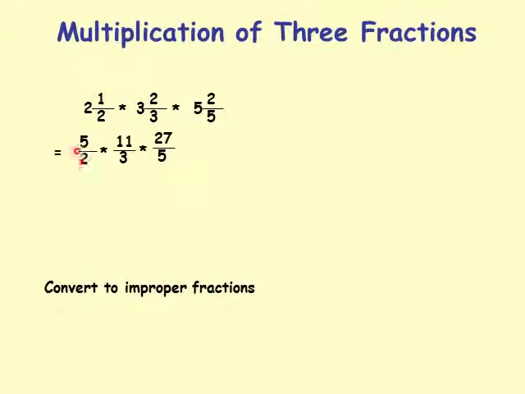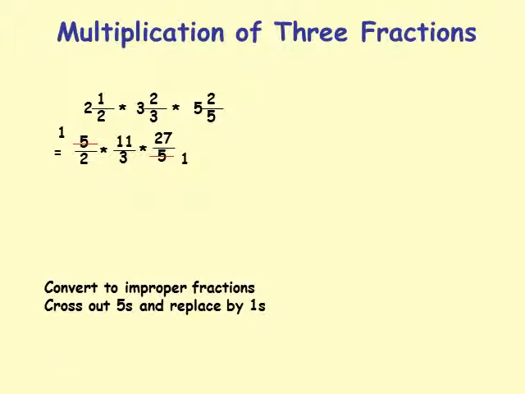2 1/2 converts to 5 by 2. 3 2/3 converts to 11 by 3. 5 2/5 converts to 27 over 5. Let's continue. Now we cross out the 5s. So there's a 5 here and a 5 here, and replace them by 1s.